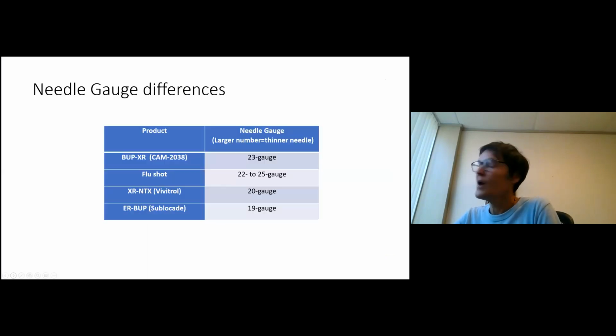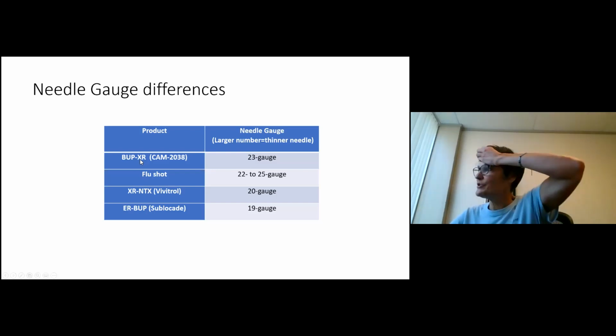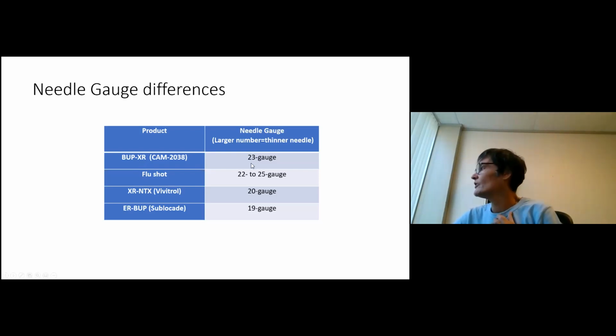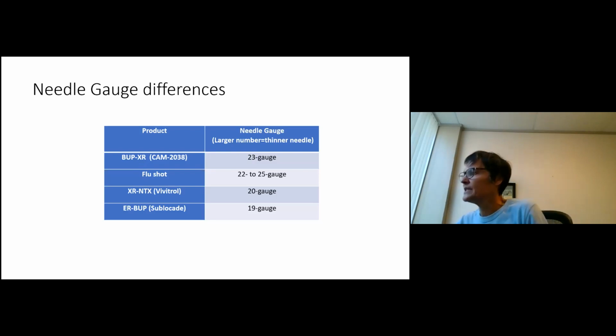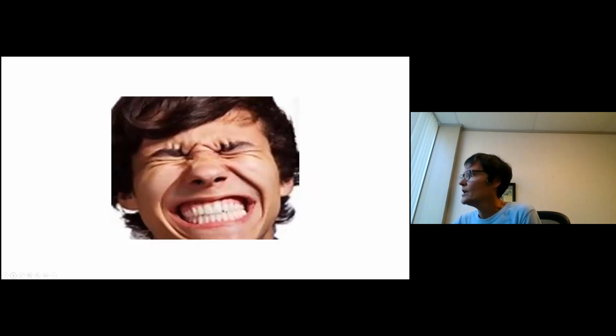So it sounds awesome. What's the downside? Well, one is the needle gauge. That CAM 2038 I was telling you about, that's not approved in the US, has a 23 gauge needle, which is kind of like the flu shot needle, a nice skinny needle. Vivitrol, for those of you who have used it, you know it's a little bit bigger needle. It's 20 gauge. Standard release bupe is a 19 gauge needle, so it's a bigger needle, and it's subcutaneous, and it's in the belly.